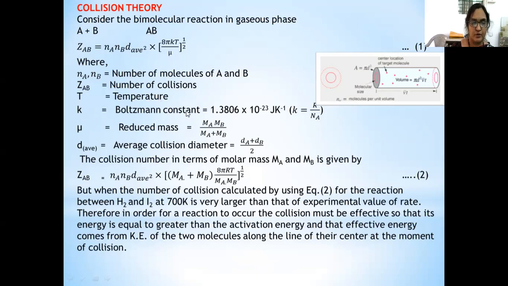k is the Boltzmann constant, which is equal to 1.3806 times 10 to the power minus 23 joule per Kelvin, and k is equal to R by NA, the gas constant divided by the Avogadro number. Mu is the reduced mass, equal to Ma into Mb divided by Ma plus Mb. d average is the average collision diameter, equal to dA plus dB divided by 2.